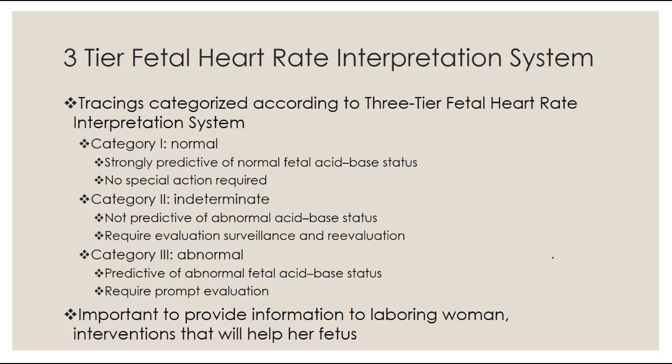A category 1 is normal, and that means it's strongly predictive that the baby has a normal acid-base status, and we don't have to have any type of action. A category 2 is an intermediate tracing, and this is what typically most people will be in labor. It's not predictive of an abnormal acid-base status, but it still requires surveillance and reevaluation by the care provider. A category 3, on the other hand, is abnormal. That means that there is going to be some type of acid-base status that is abnormal, and it requires prompt evaluation and more often than not, intervention.